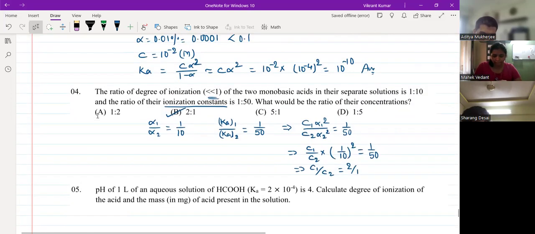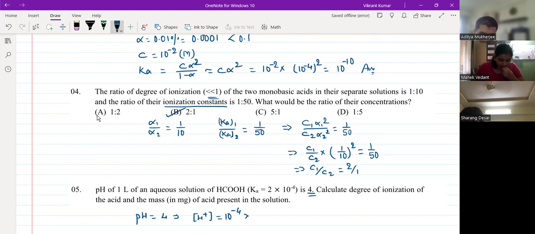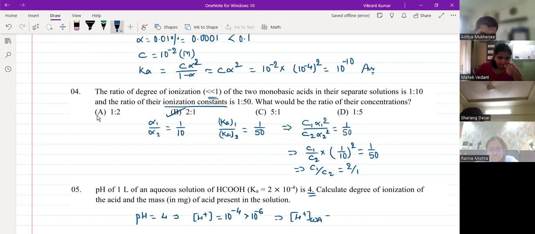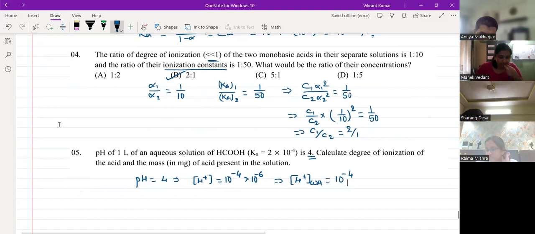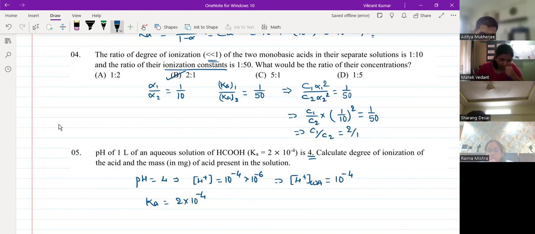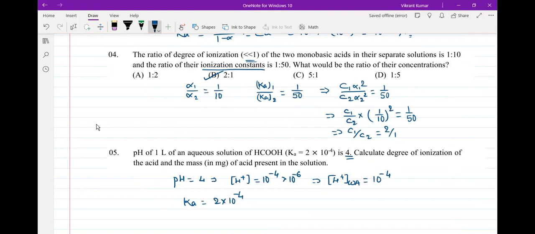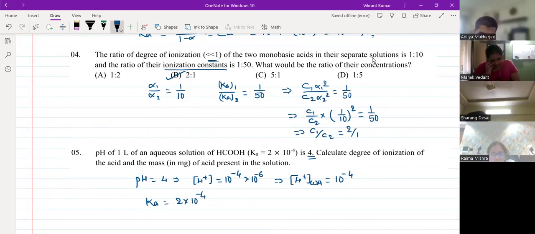Totally numerical. Now in this question, they have given you Ka value and pH value. So pH is 4, which means H plus is 10 raised to minus 4. If it is greater than 10 raised to minus 6, so this is nothing but H plus from the weak acid only. This is 10 raised to minus 4. And then Ka value is given as 2 into 10 raised to minus 4. इतना दिया हुआ है. Calculate the degree of ionization and the pKa of the acid and the mass in milligram of the acid present in the solution, and solution is 1 liter, है ना.